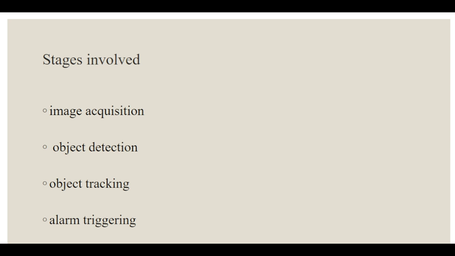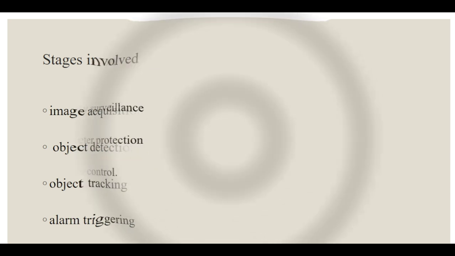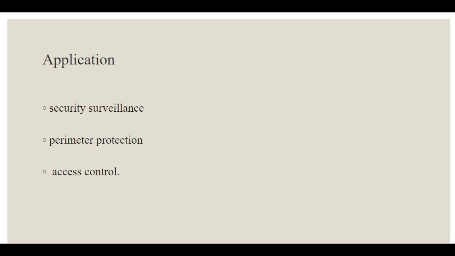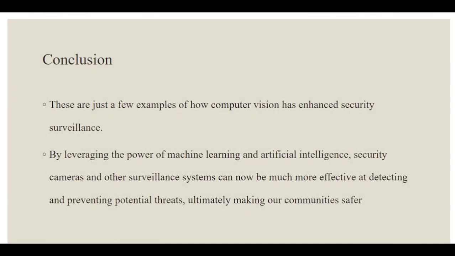Alarm triggering. Finally, if the system detects that an object has crossed the perimeter or entered the restricted area, it triggers an alarm to alert security personnel or authorities. The alarm can be in the form of an audible or visual warning, or it can be transmitted to a remote monitoring station. Intrusion detection systems, IDS, can be used in various applications, such as security surveillance, perimeter protection, and access control. Conclusion. These are just a few examples of how computer vision has enhanced security surveillance.